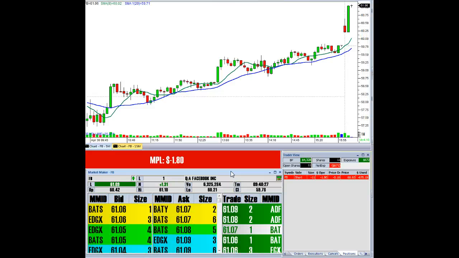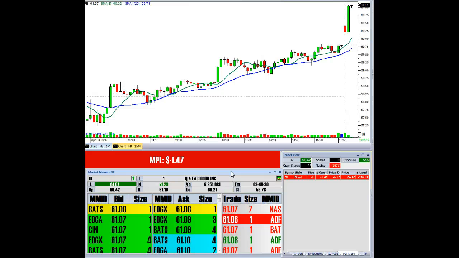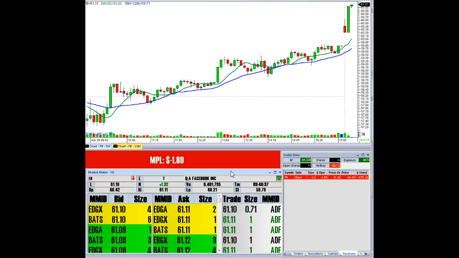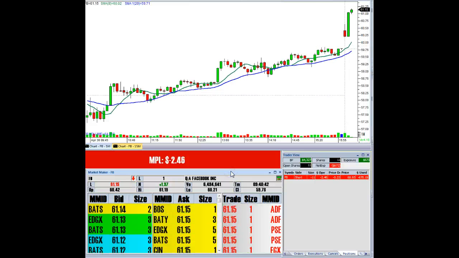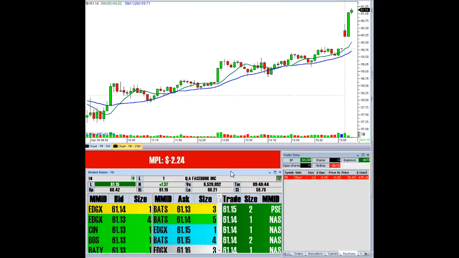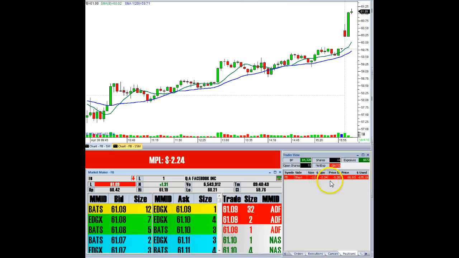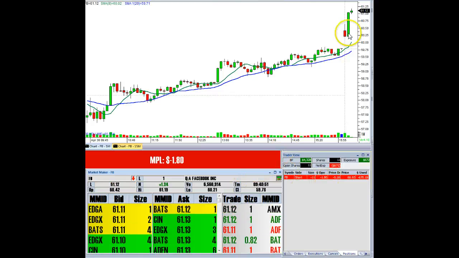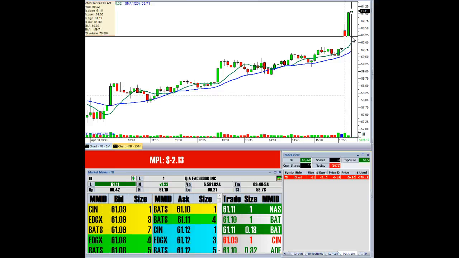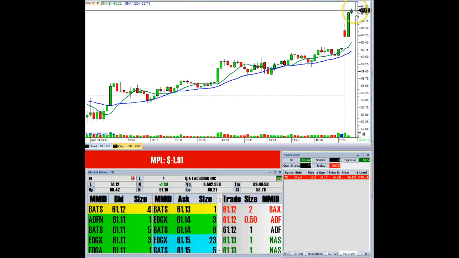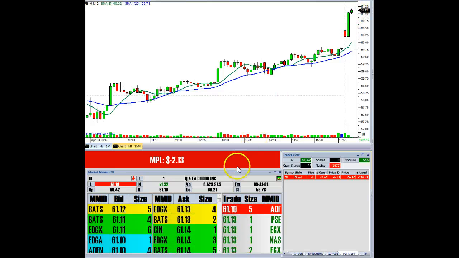So the only way that this doesn't work is if the stock just takes off and runs like a banshee higher, and that's kind of what it's doing right now. Stock is up almost $1 now from where I got in. Yeah, the stock opened at 60.22. So that's almost pushing $1 higher.